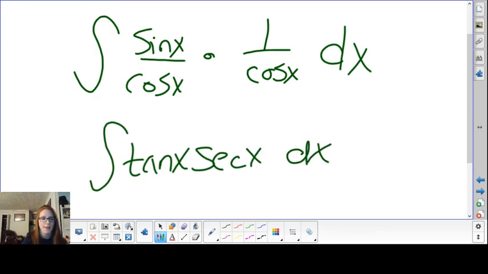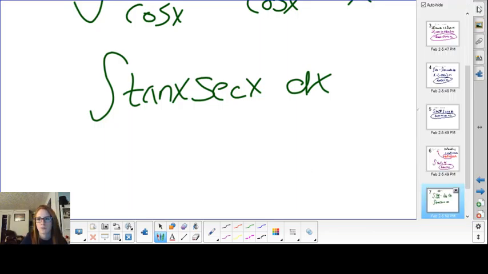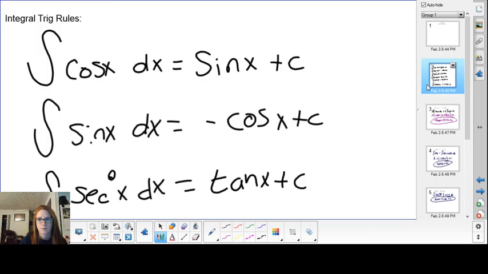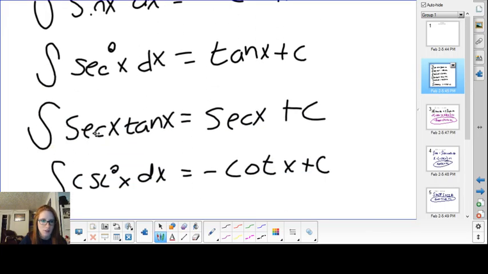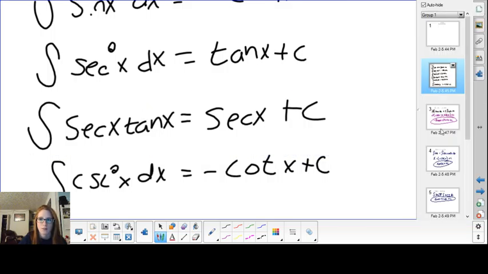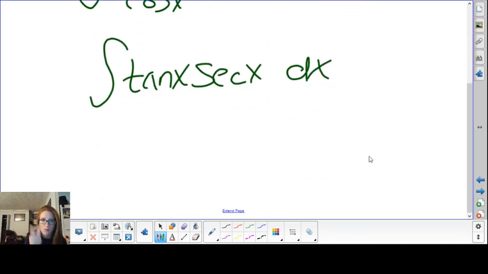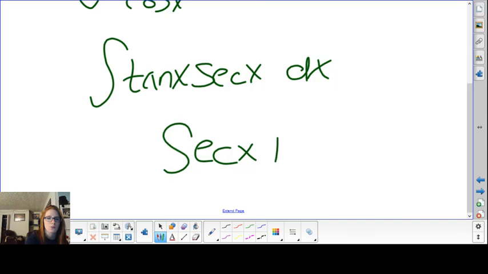I think I just found one of my integrations of trig. Even though in my rules I have secant tangent, it's with multiplication. So I can flip-flop these guys around if I want. Because just like how you can take the multiplication of 4 times 3, 3 times 4, same thing, they interchange. So my answer is secant x plus c.